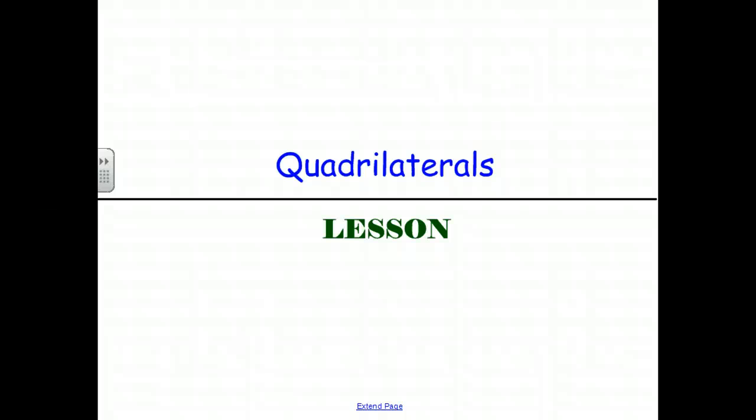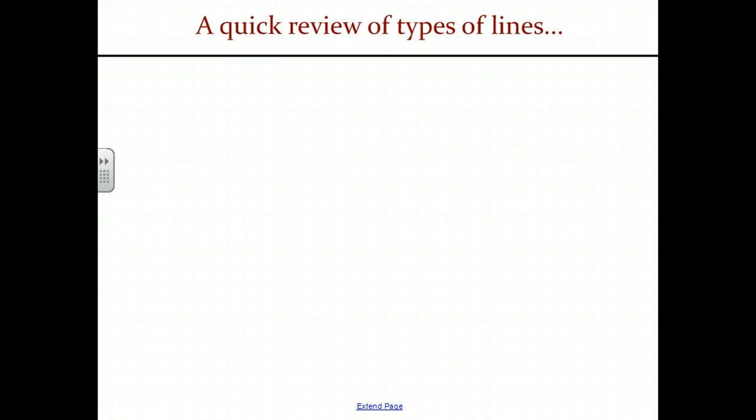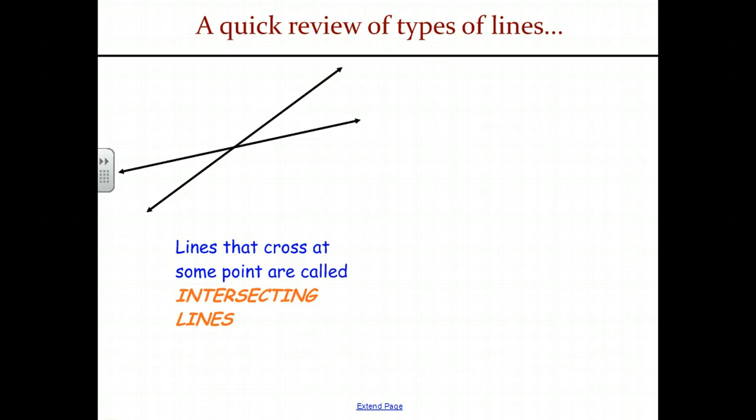So this video lesson is all about quadrilaterals, specifically about classifying quadrilaterals. And we're going to start this lesson with a bit of a review of different types of lines. In terms of different types of lines, what we mean is what lines do when they interact with each other. We have some lines that cross at some point. Now, lines only cross at one point.